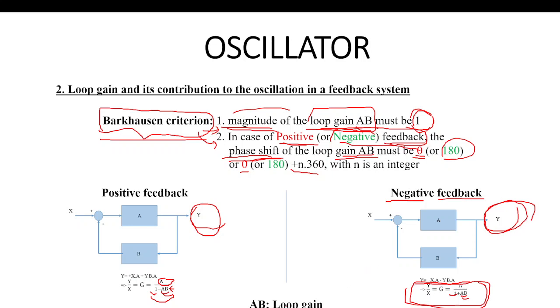That's why loop gain is very important. If the loop gain satisfies the Barkhausen criterion, depending on the system, either positive or negative, it will make the system unstable. Because of the instability of the feedback, an oscillation will be introduced at the output.